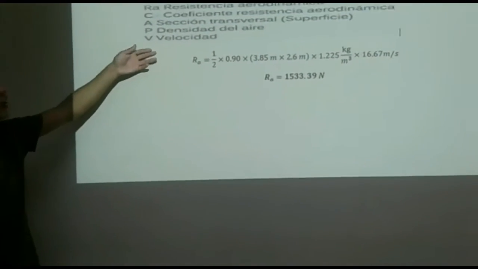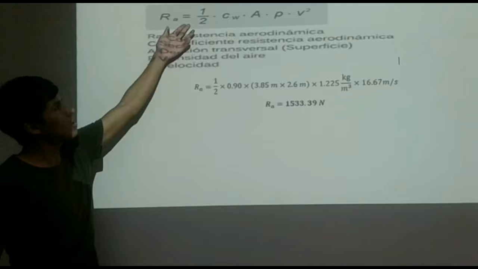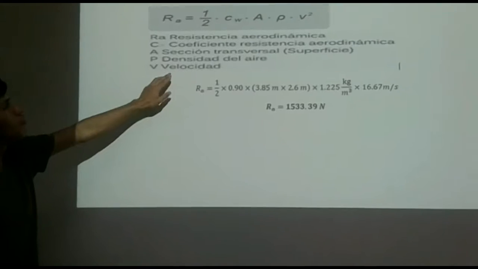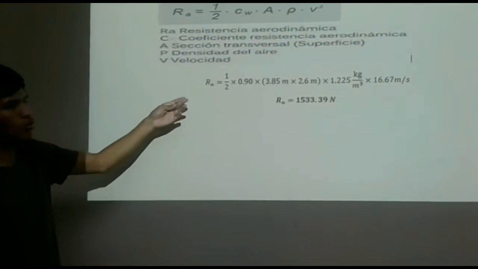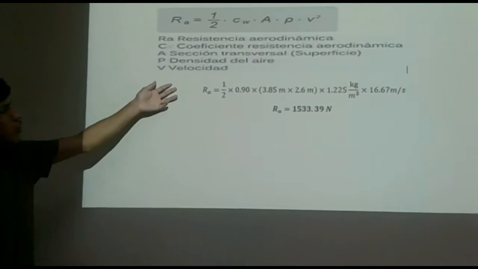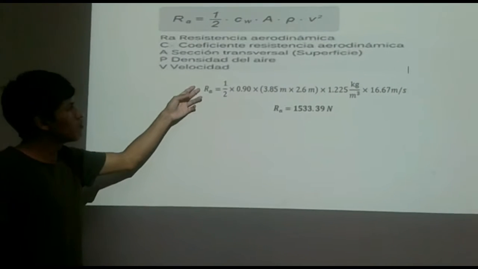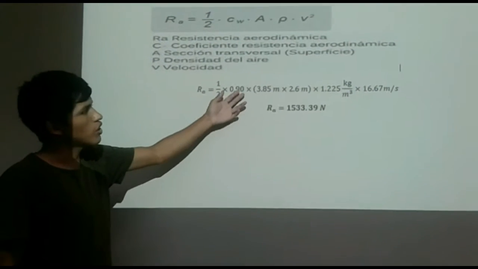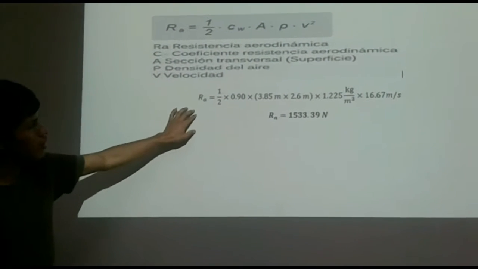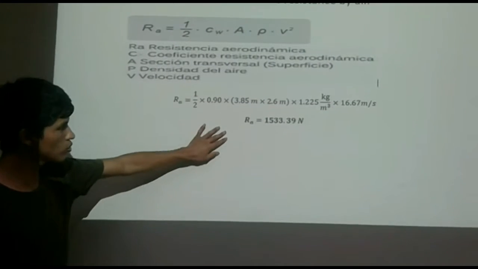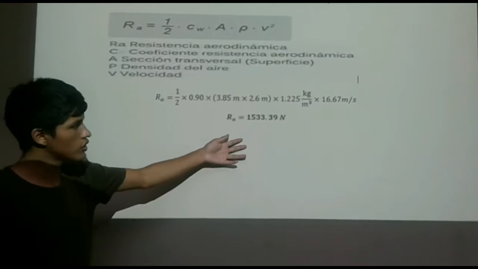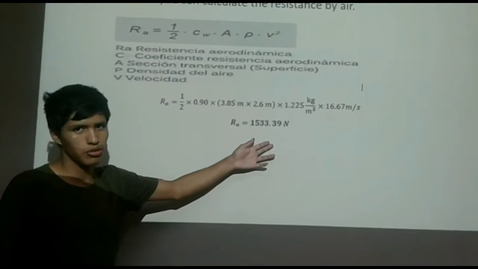The formula to calculate the aerodynamic resistance is equal to 1 divided by 2 times the aerodynamic resistance coefficient, times the transversal section, the surface of the truck, times the air density, and times the speed squared. In this equation, with all the results, the answer is 1,530.39 newtons.